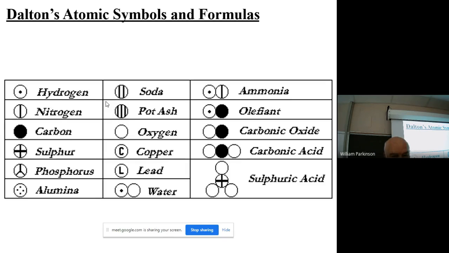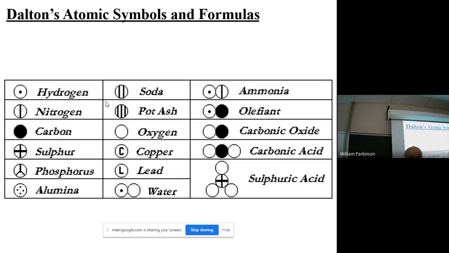Notice carbonic acid has a formula of a dark circle with 2 light circles, and that would be carbon dioxide. Now, they were calling it carbonic acid. And interestingly, if you dissolve carbon dioxide in water, it does make carbonic acid. So maybe they were more familiar with the dissolved form of carbon dioxide than they were with the gaseous form of carbon dioxide. So that's why it was called carbonic acid.